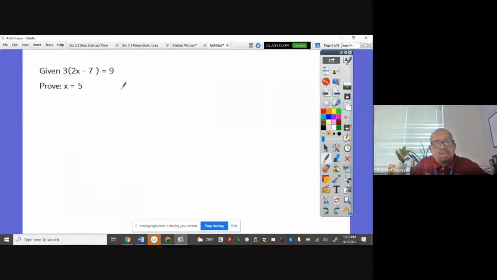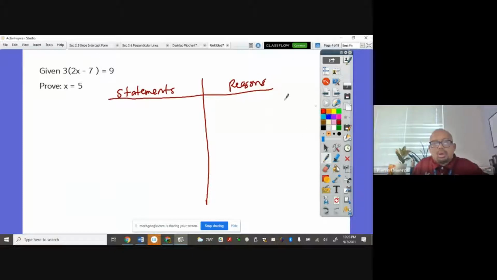Let's try it. So first, on the left side, we're going to write the statement. And on the right side, we're going to put our reasons. You always start with the given. Whatever the given is, drop it as the first one here. 3 times the quantity 2x minus 7 equals 9. Okay? The reason there is that that's a given. That's what we have currently. Okay?